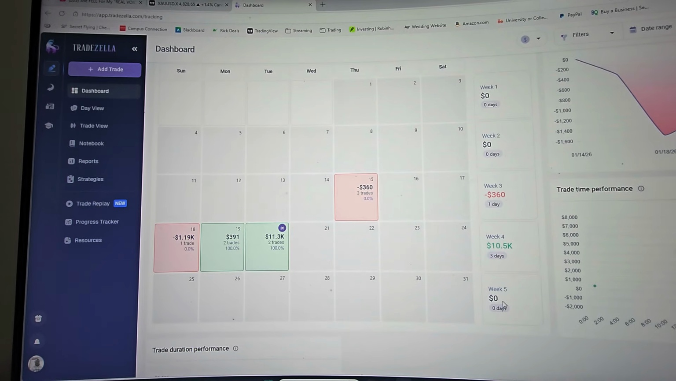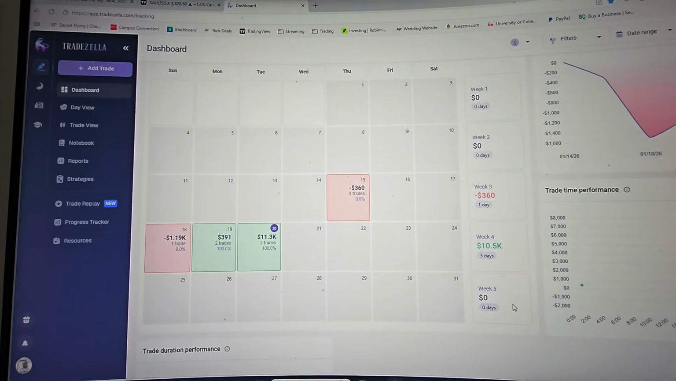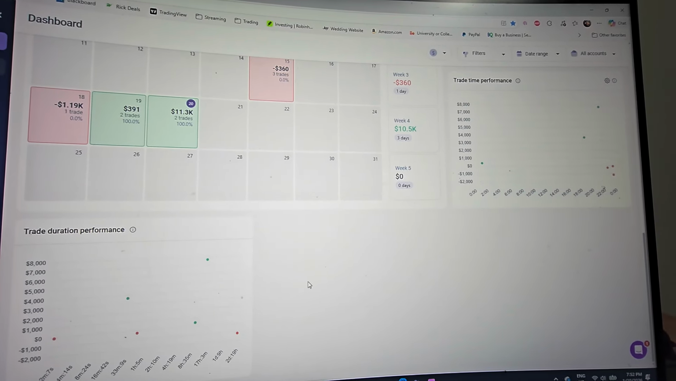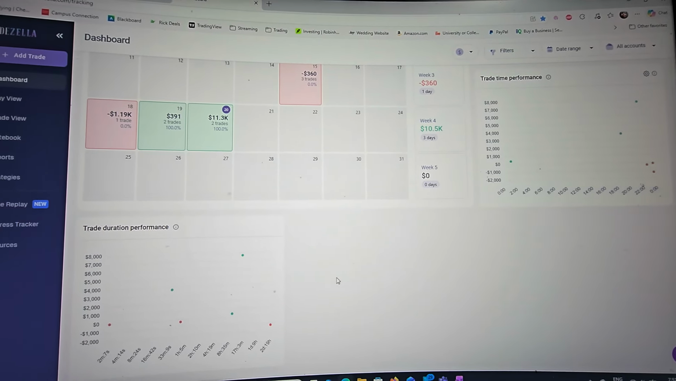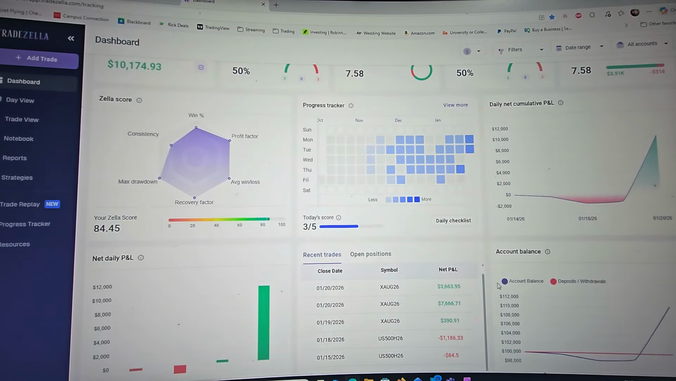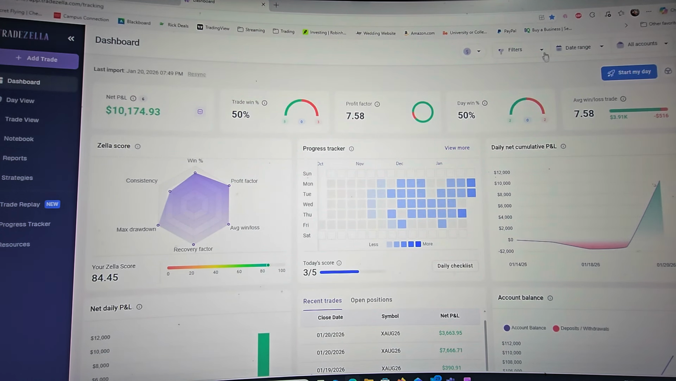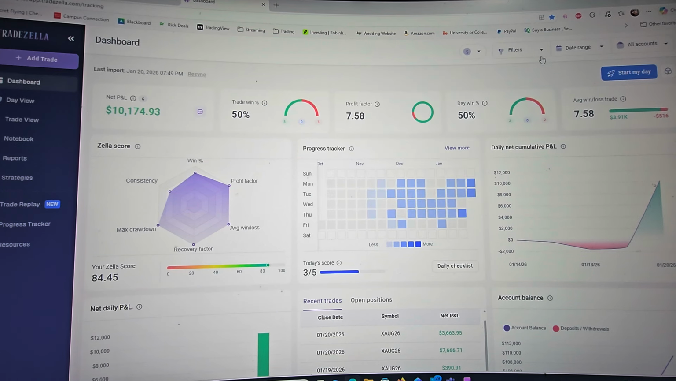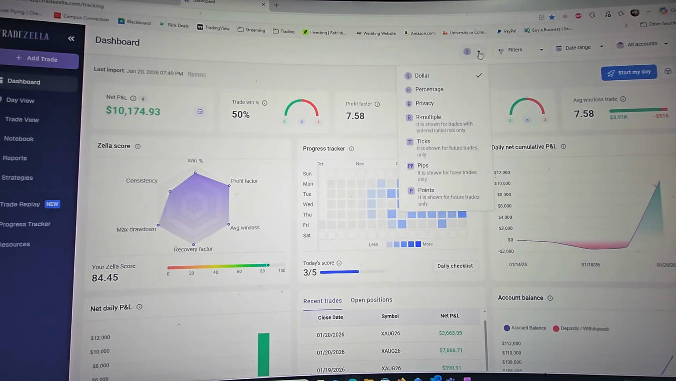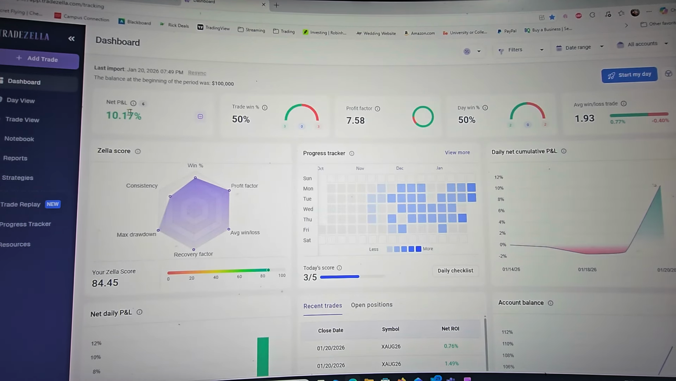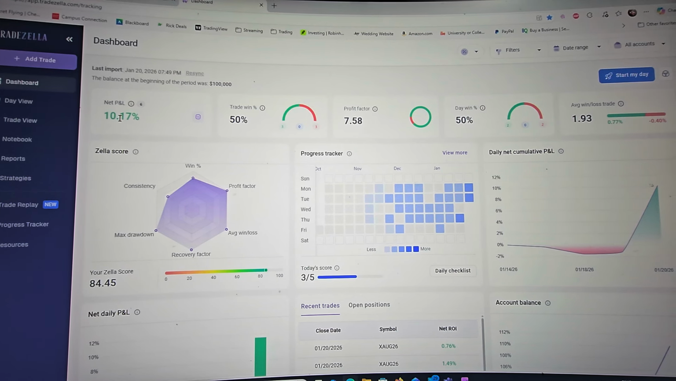That's good. What else? Trade duration, performance, and so on. Drawdown, 1,500 in drawdown. Account balance, daily net P&L. Let's put it in percentage and see. Net P&L, we're up 10%.